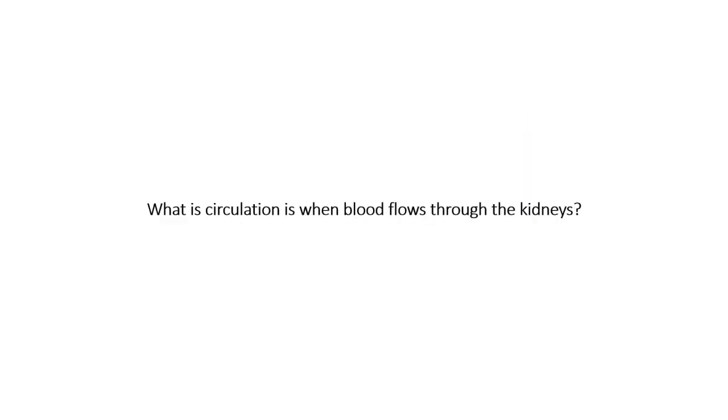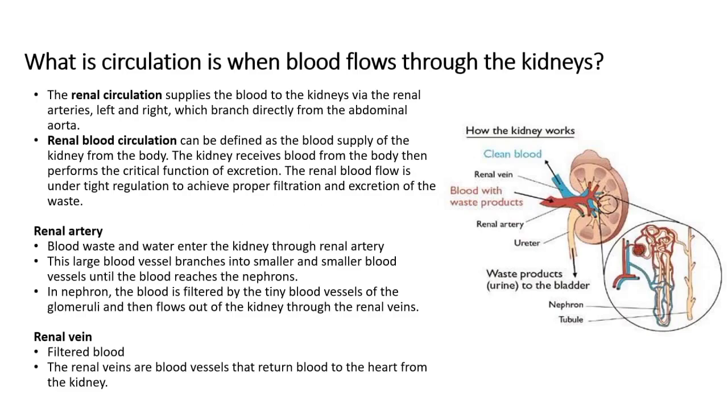Okay, so the question is, what is circulation? It is when blood flows through the kidneys. So the renal circulation supplies the blood to the kidneys via the renal arteries, the left and right, which branch directly from the abdominal aorta. So the renal blood circulation can be defined as the blood supply of the kidney from our body.